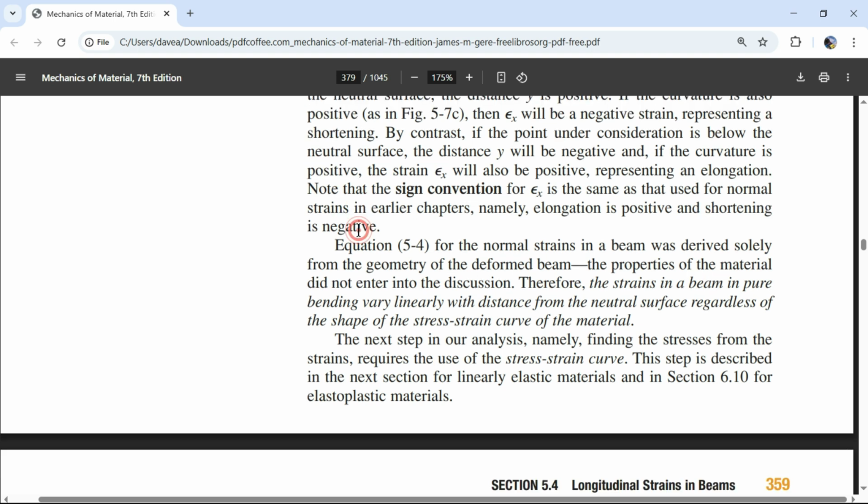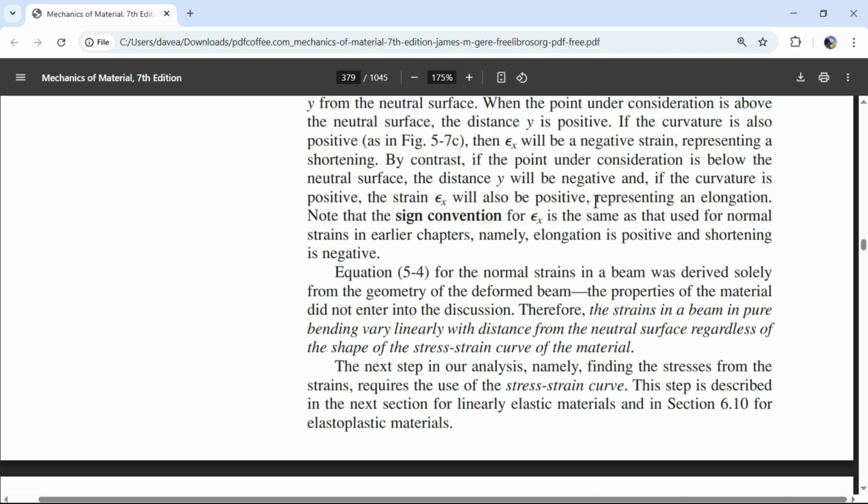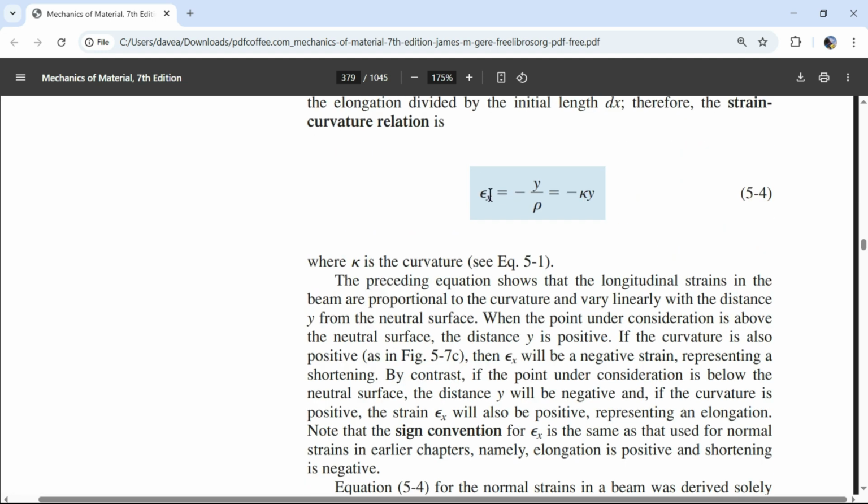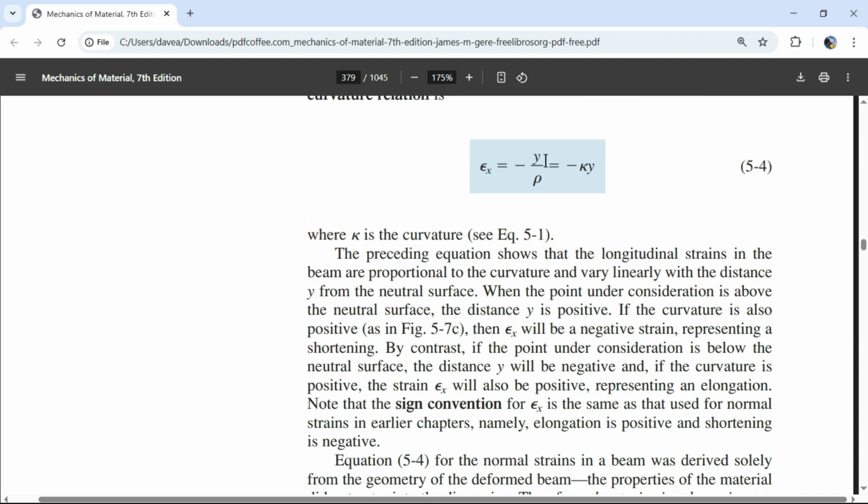But it's also written with parentheses as a function of y. This strain epsilon x is a function of y. So if f is a function of something, this is epsilon as a function of y. y is our independent variable, so we have epsilon x of y. Strain is a function of y. We can vary y, given a known curvature.